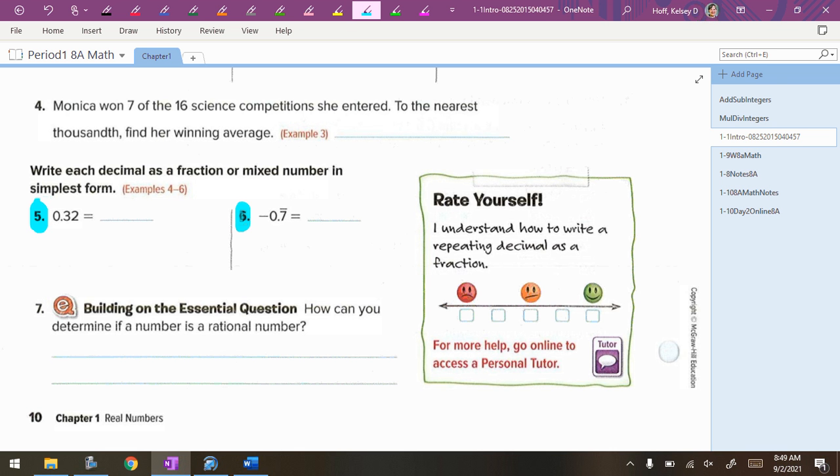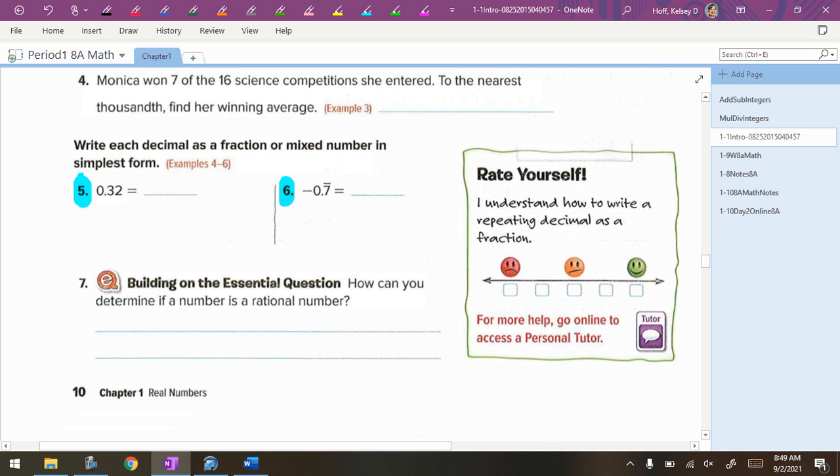How do you know if you put it over 10, 100, 1,000, or if you put it over 9, 99, 999? Courtney? If there's a repeating sign, then I repeat it, and if there's no other repeating sign. Very good. So the first thing you're going to look at here is there a repeating bar on number 5? No. So this number, 32, is your numerator. What's your denominator then? 100.